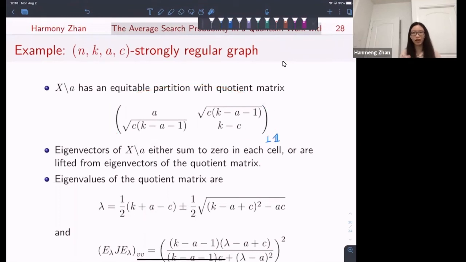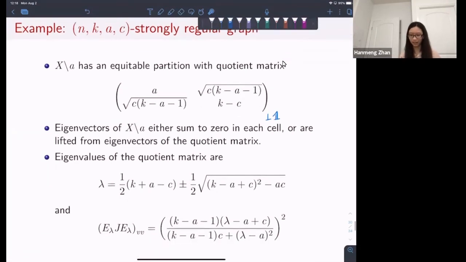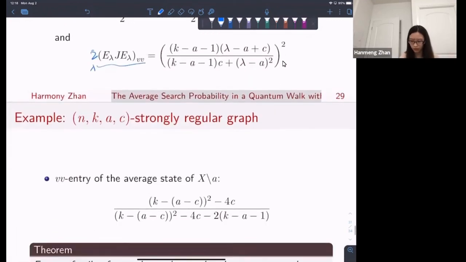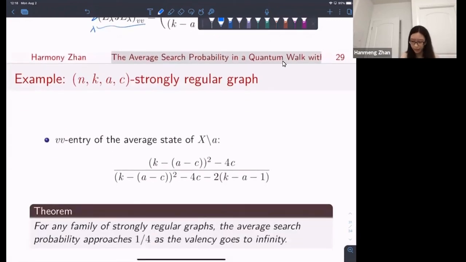Okay, so now we have reduced the problem even further to just a 2x2 linear system. And you can solve this system and realize it has two eigenvalues in terms of these k, a, and c parameters. And these are just the entries of the eigenprojections. So the average state will be the sum of these, which will just have two terms, and after some simplification, it boils down to this ratio.